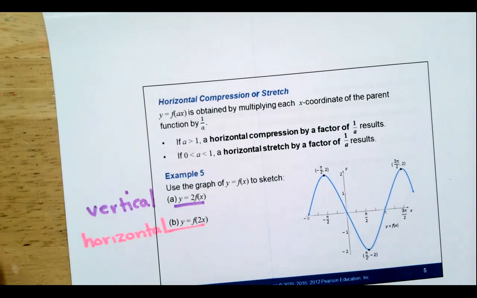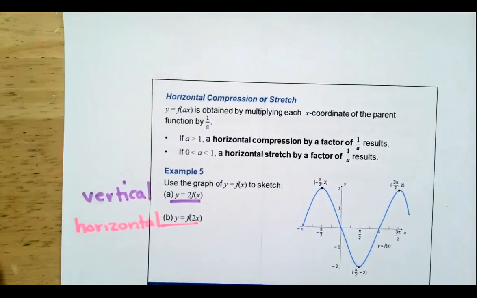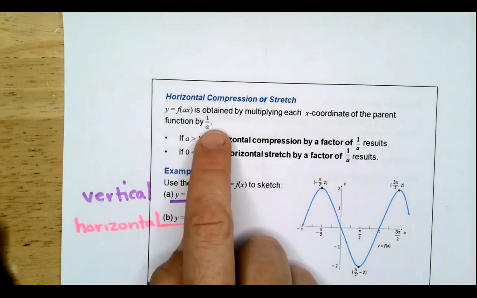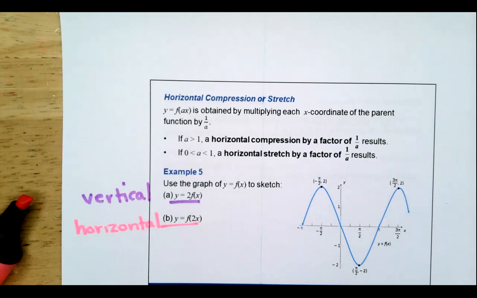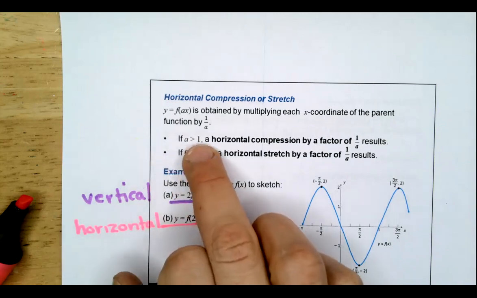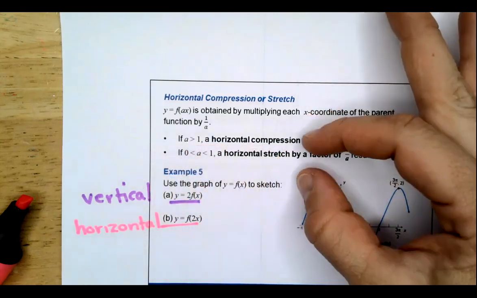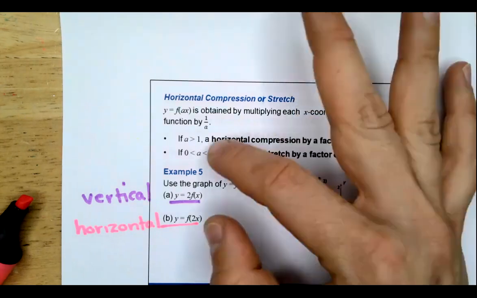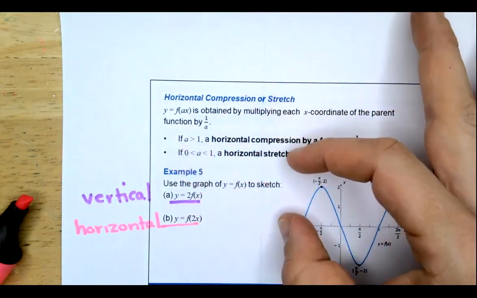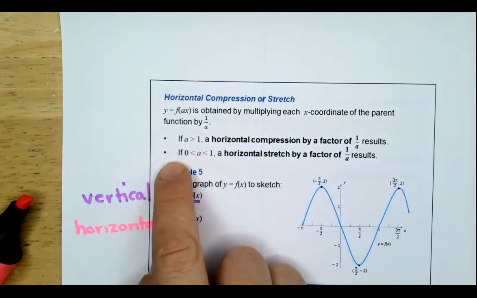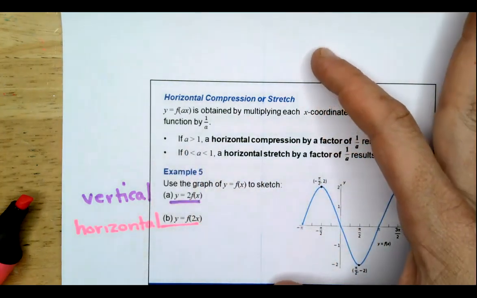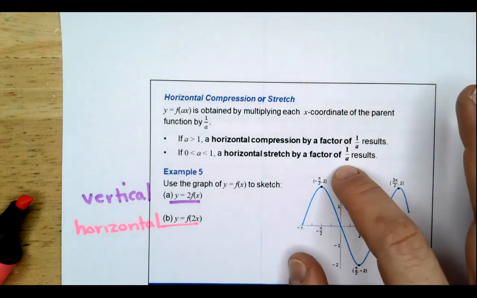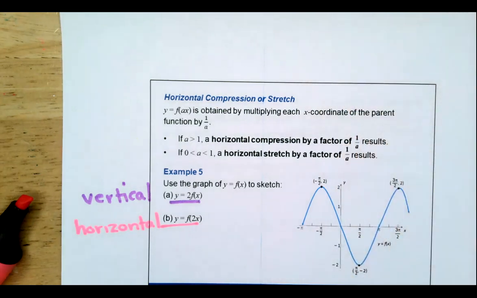So we say that the horizontal compression or stretch is obtained by multiplying each x coordinate by 1 over a. If it's greater than 1, that means we're going to shrink it because that is now a fraction with that number on the bottom of the fraction as the denominator. If it's between 0 and 1, it's going to stretch because what was on the bottom of the fraction is now the number we're multiplying by, okay?